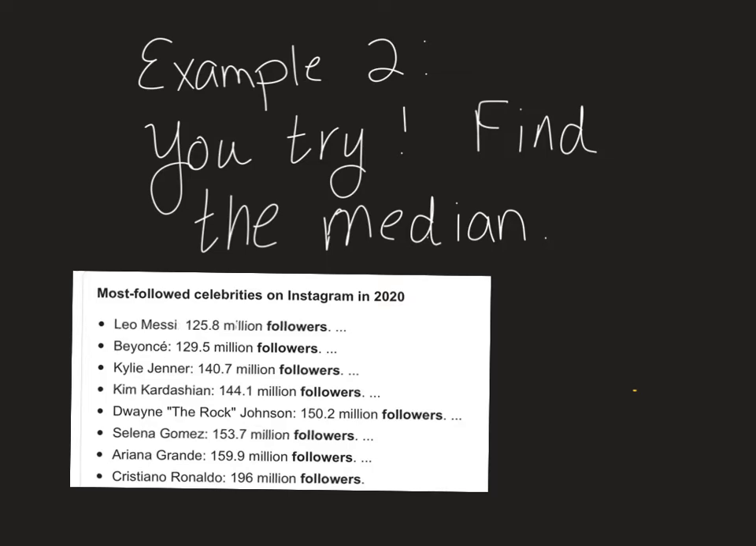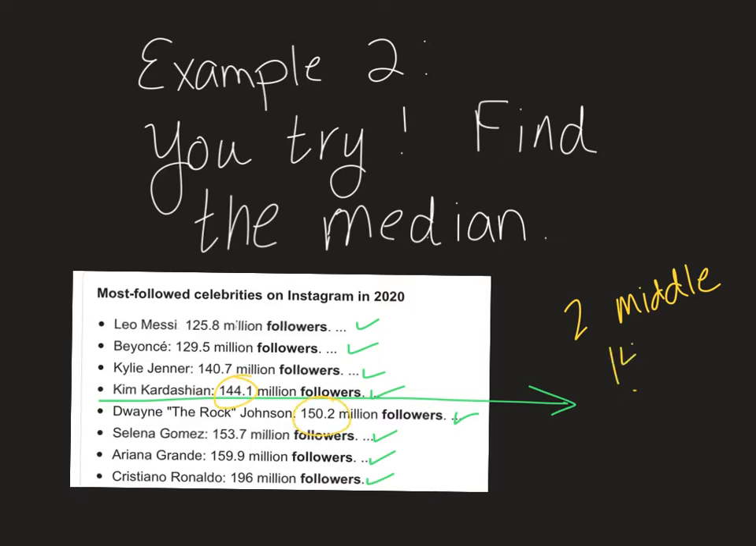I am going to see, okay, so I've got 1, 2, 3, and 4, and then 1, 2, 3, and 4. So again, there's not one number that is right there in the middle. So remember what we need to do when we have two middle numbers. We have to add those two numbers together. So I'm going to add 144.1 plus 150.2.